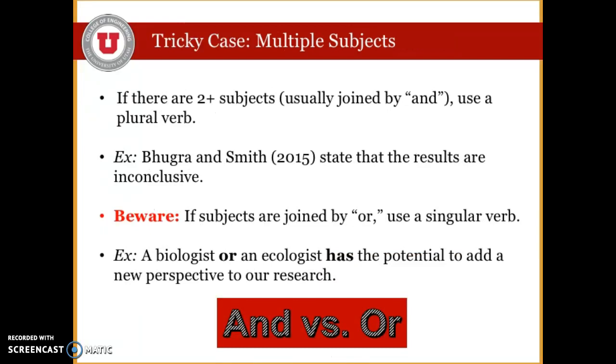Another tricky case is sometimes you will have multiple subjects. If these subjects are joined by and, if there are two or more of them, you always require a plural verb accordingly. So Bugra and Smith state that the results are inconclusive. However, don't be fooled if the two subjects or more than two subjects are joined by the word or instead of and, then it is a singular subject, so you need a singular verb. A biologist or an ecologist has the potential to add a new perspective to our research.